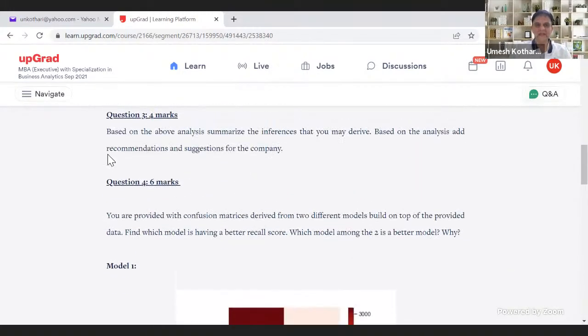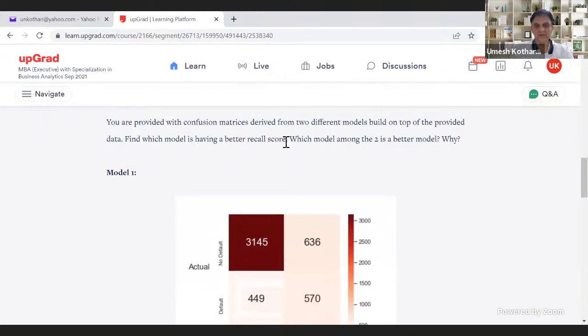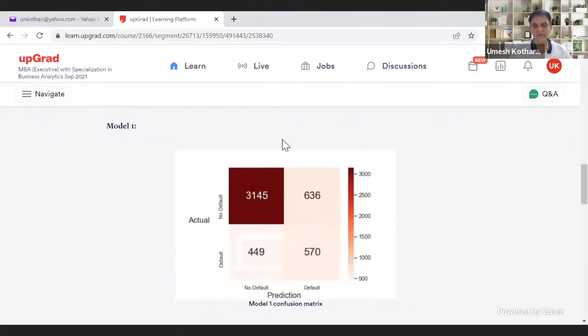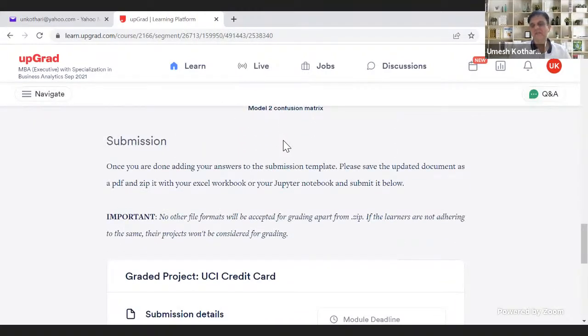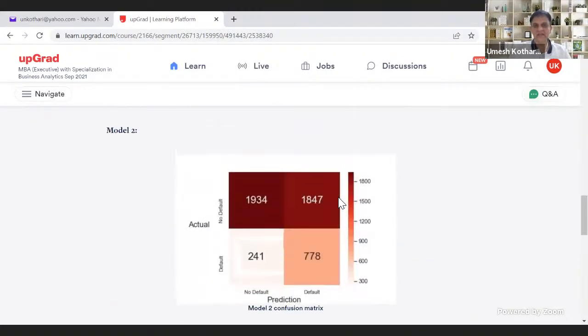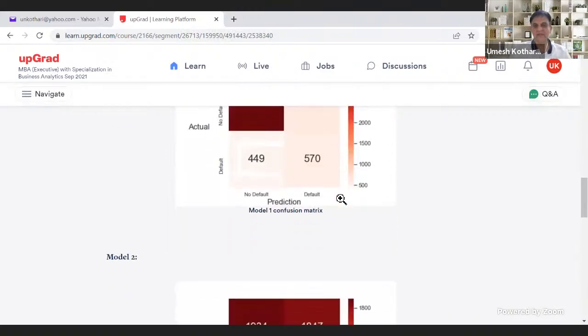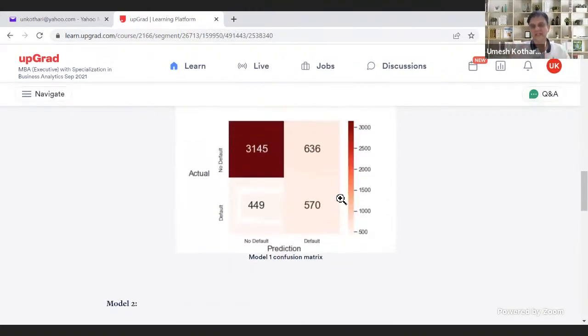And once you do that, then you are going to be able to put your inferences based on the analysis, add recommendations and suggestions that you would like to, which is a vulnerable segment, which is not, and you'll talk about it. Lastly, you have the different models. So therefore, you're going to provide which model, 1 or 2, is something that you want to rely on as far as fraud detection and measurement is concerned. And what is the rationale is more important than just saying 1 or 2.